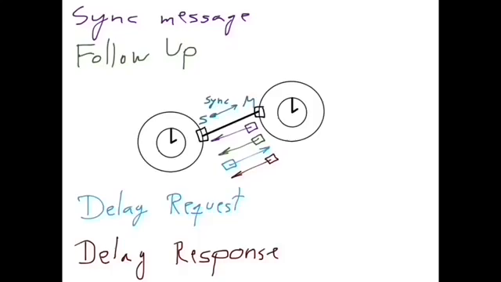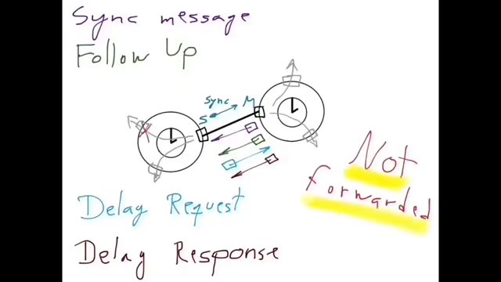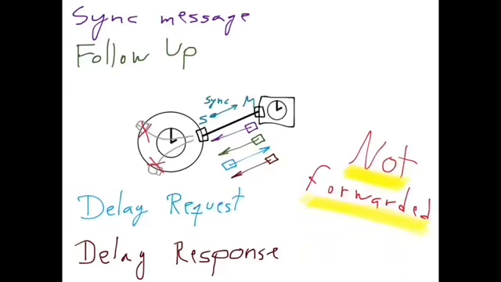But before that, I would like to clarify 2 things. First, although boundary clocks usually forward messages, these 4 types of messages in particular are never forwarded by a boundary clock. Second, although in this particular example we have 2 boundary clocks, the same clock synchronization procedure is also used when one of them is an ordinary clock or when they are both ordinary clocks.